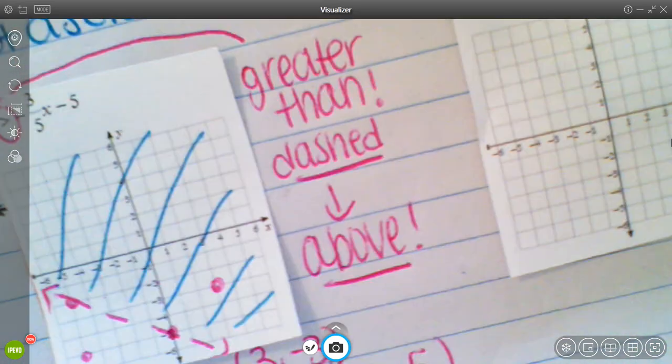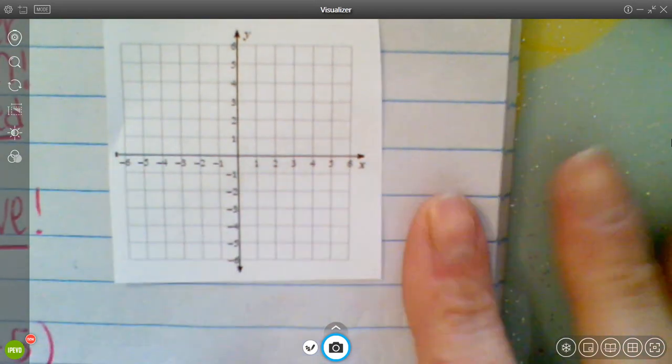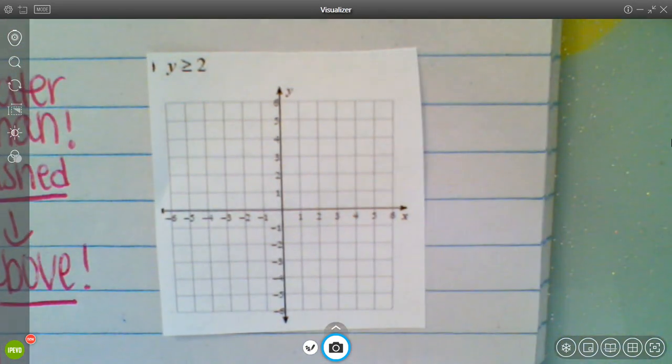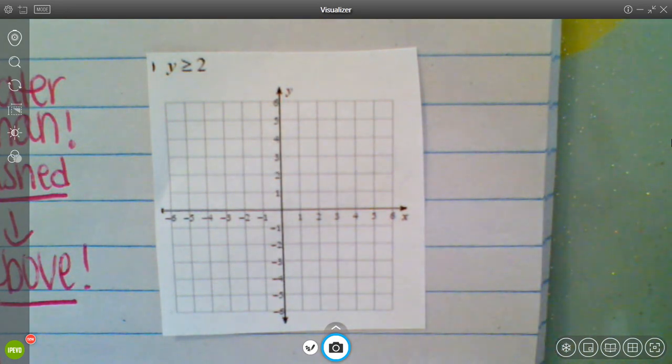Okay, last one. y is greater than or equal to 2. All right, now this one looks a little bit different. Let's just go back to our steps. So we keep going back to our steps. This one says solve for y. Is the y by itself? Yep. Graph using the slope and the y-intercept.